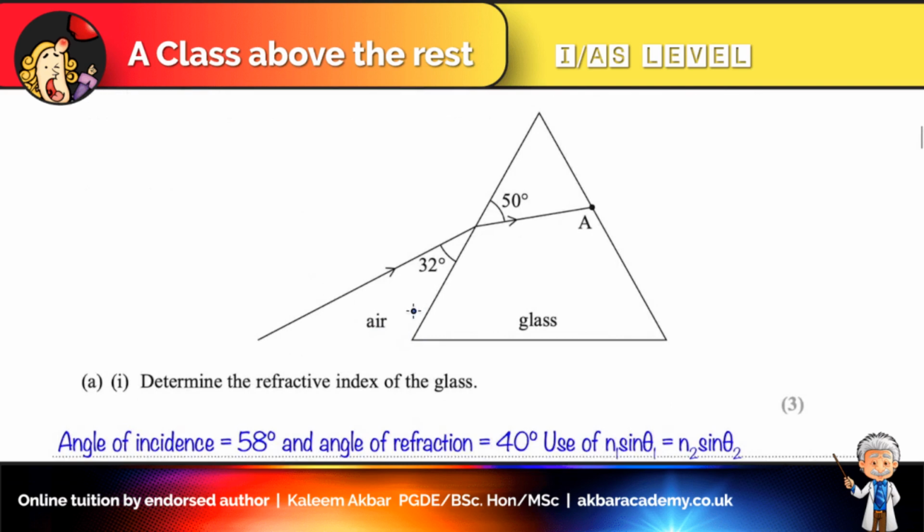So here we've got air. Here we've got our glass triangular prism. We've got an angle here showing 32 degrees and an angle here showing 50 degrees. And it says determine the refractive index of the glass.